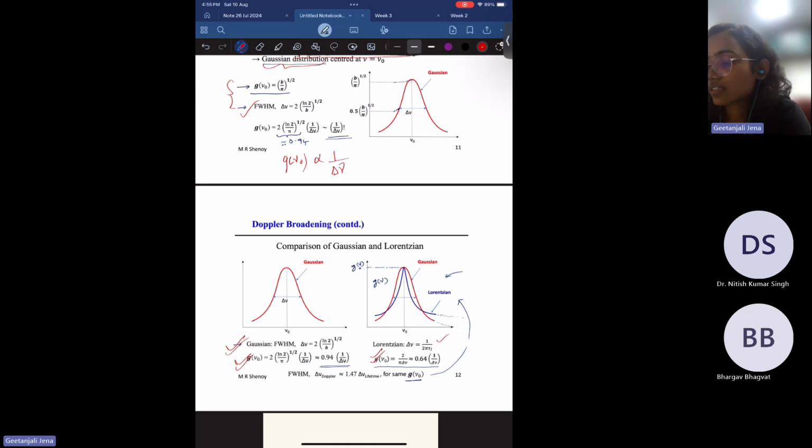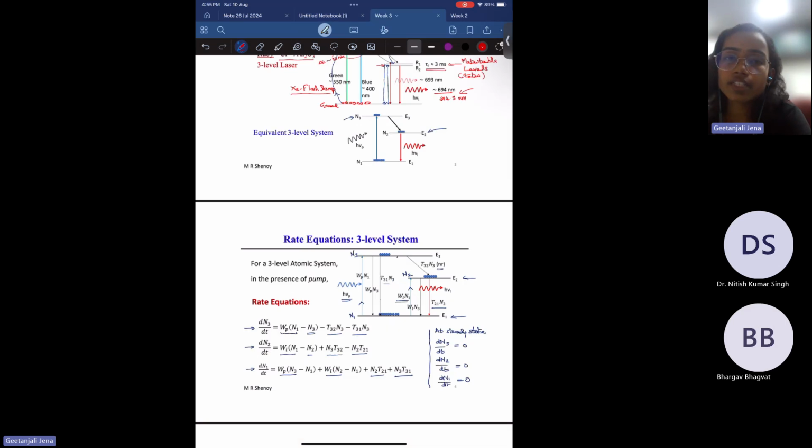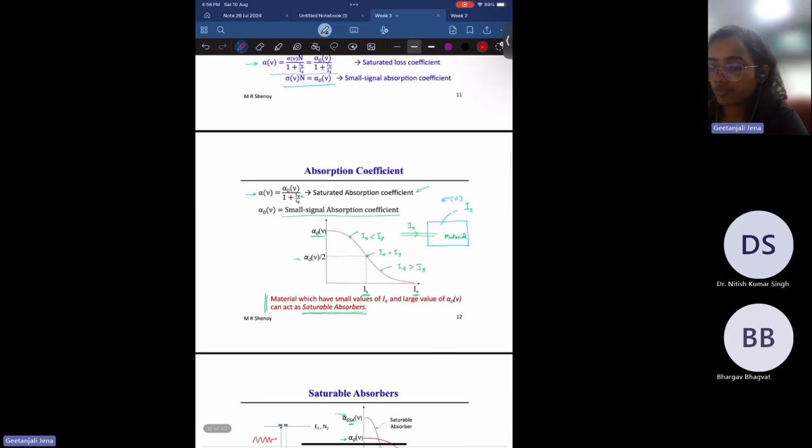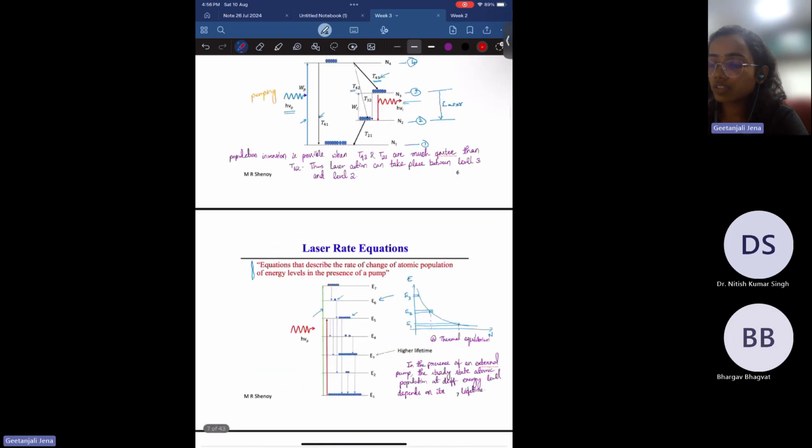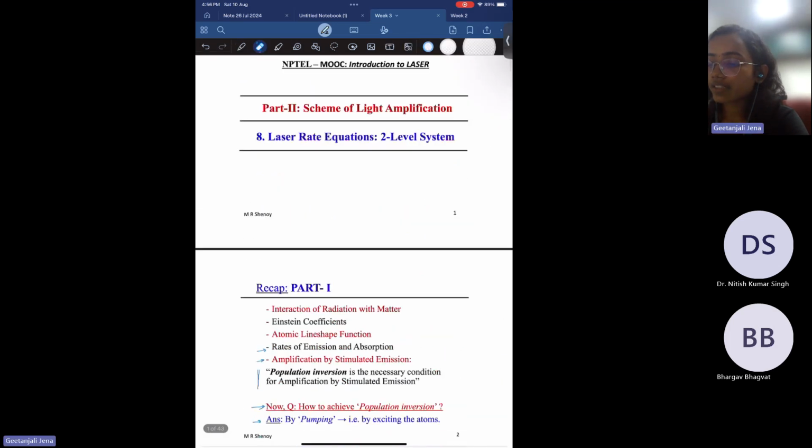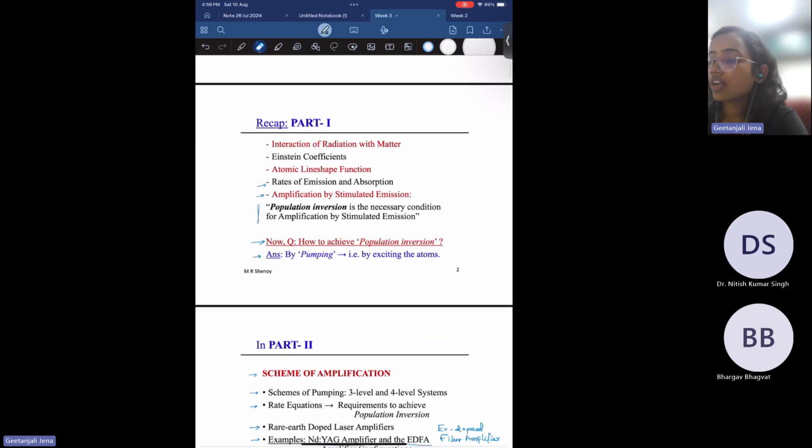Now, we have already covered what homogeneous broadening and inhomogeneous broadening are, and we have discussed two examples of homogeneous broadening and one example of inhomogeneous broadening. We have also discussed the interaction of radiation with matter, the Einstein coefficients, the Einstein relations, the atomic line shape function, and why we see broadening in the system. Now we'll discuss how we can achieve population inversion in a system.